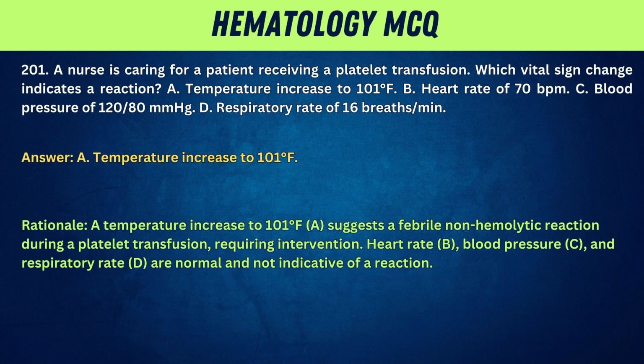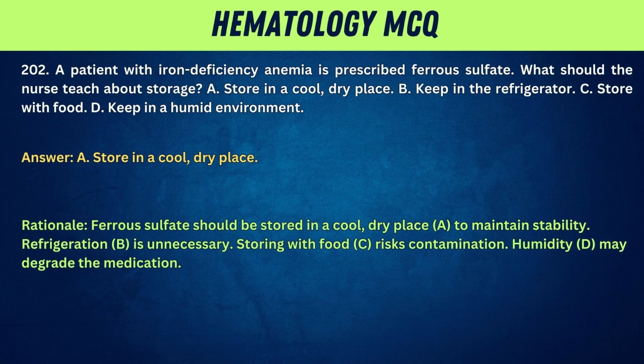Answer. A. Temperature increased to 101 degrees Fahrenheit. Rationale. A. Temperature increased to 101 degrees Fahrenheit suggests a febrile non-hemolytic reaction during a platelet transfusion, requiring intervention. Heart rate, B, blood pressure, C, and respiratory rate, D, are normal and not indicative of a reaction.